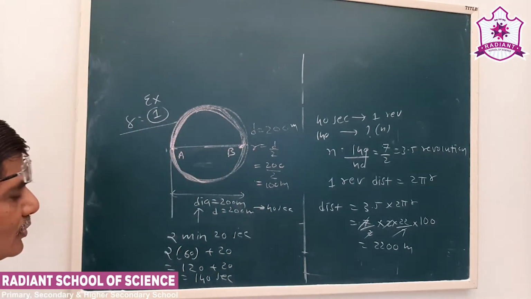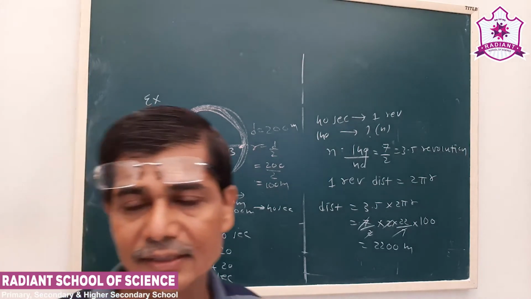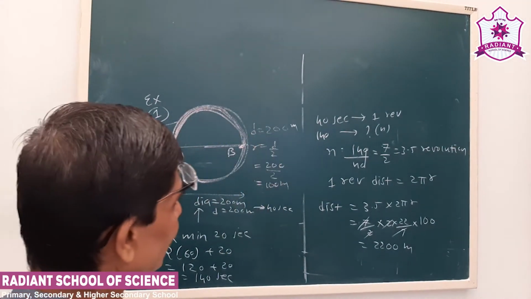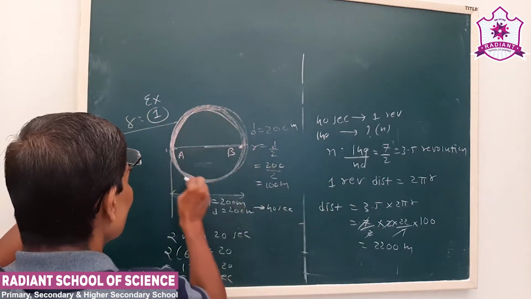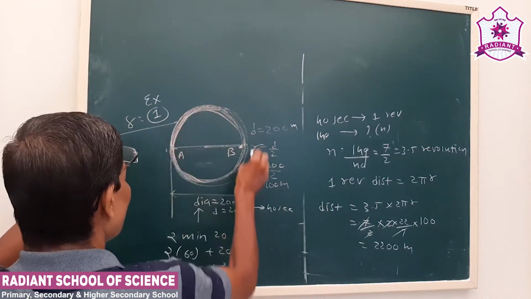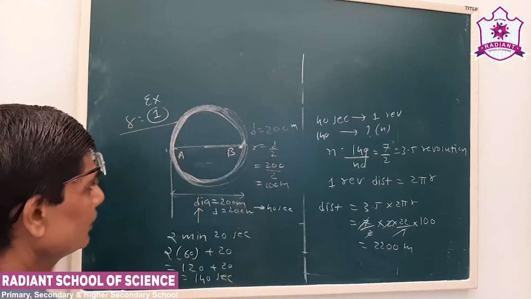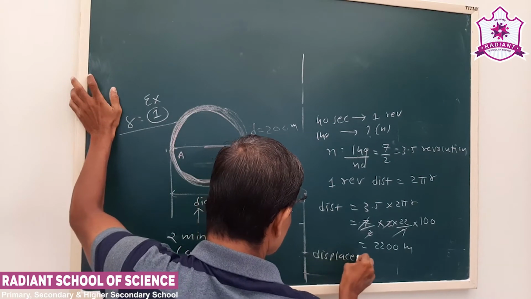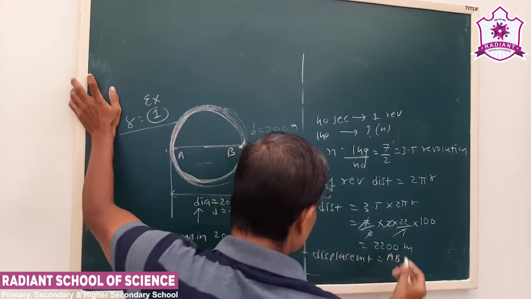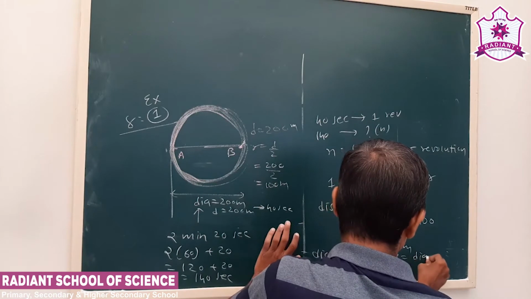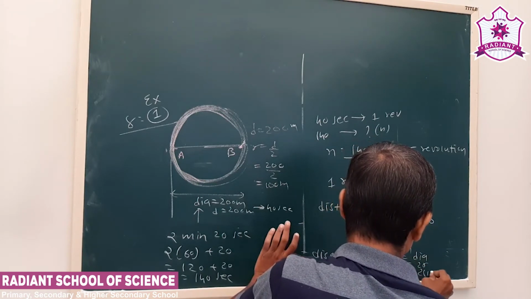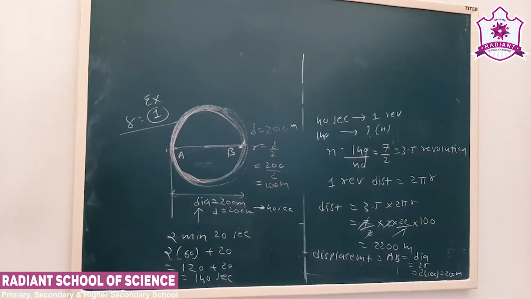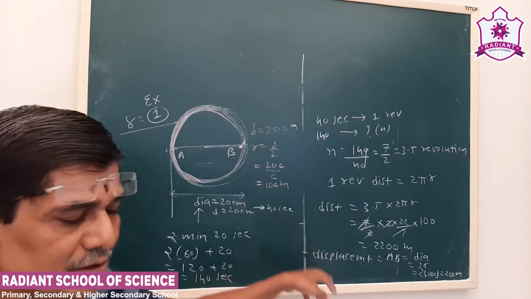Now displacement is the shortest distance. Displacement is the shortest distance; it has nothing to do with the path followed. So at the end of 3.5 revolutions, again I am showing here 1, then 2, and 3.5, it will be at the opposite end. So the displacement AB is nothing but the diameter, 2r. This is how we can calculate the distance and displacement.